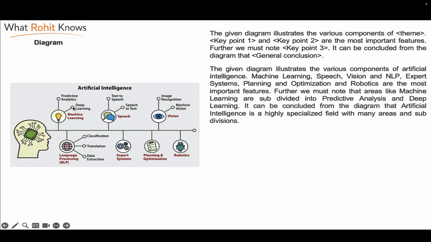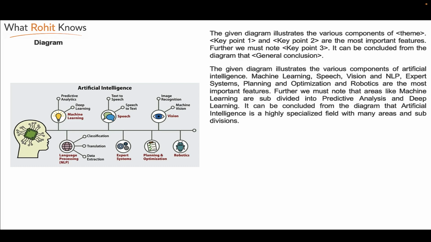machine learning, they are subdivided into predictive analysis and deep learning. And a conclusion: it can be concluded from the diagram that artificial intelligence is a highly specialized field with many areas and subdivisions. So, as far as possible, try to make a smart conclusion, or even if you say it can be concluded from the diagram that artificial intelligence is very complicated, that's also a good enough conclusion. Now, this was a good response to a good template.